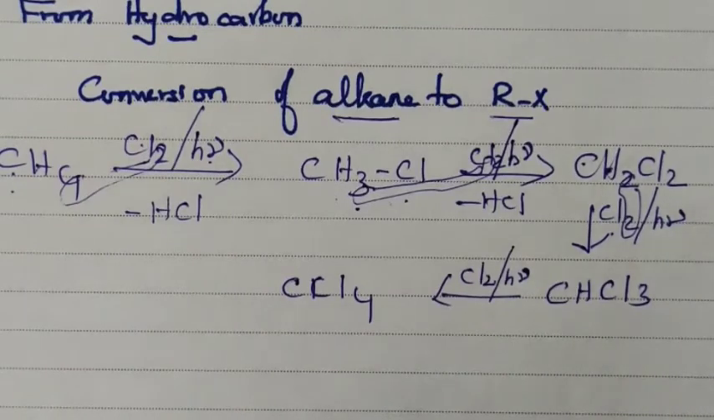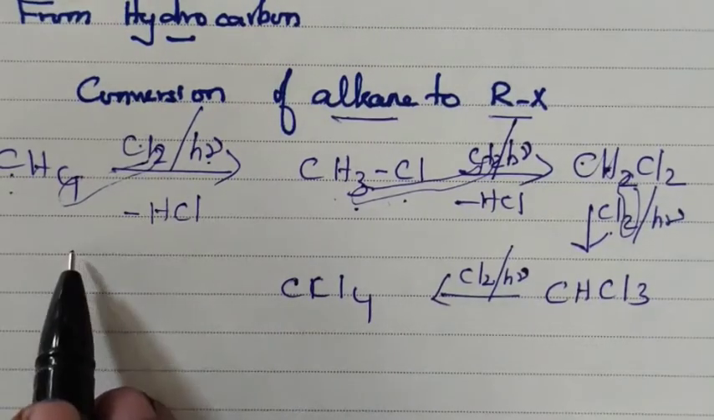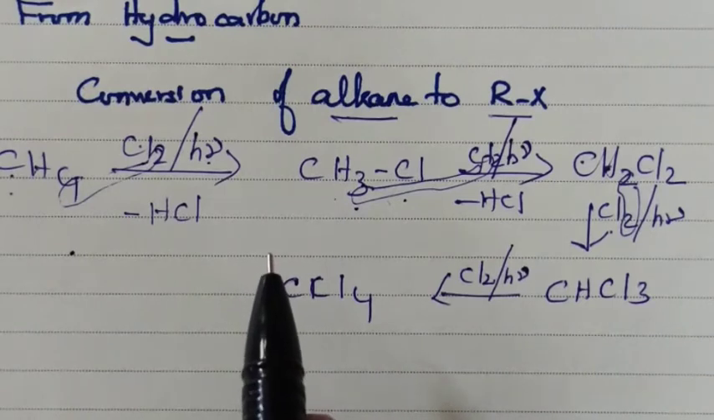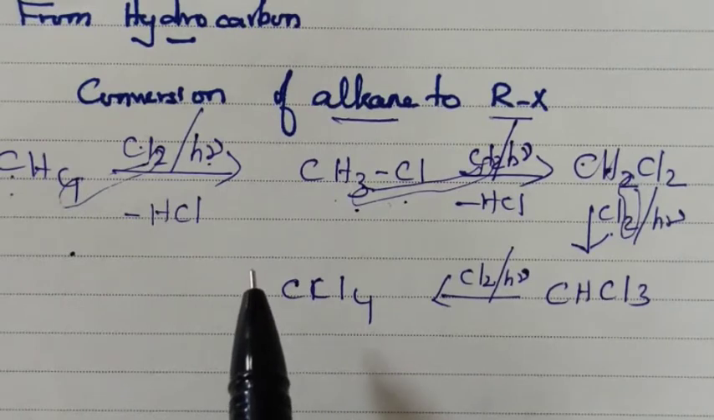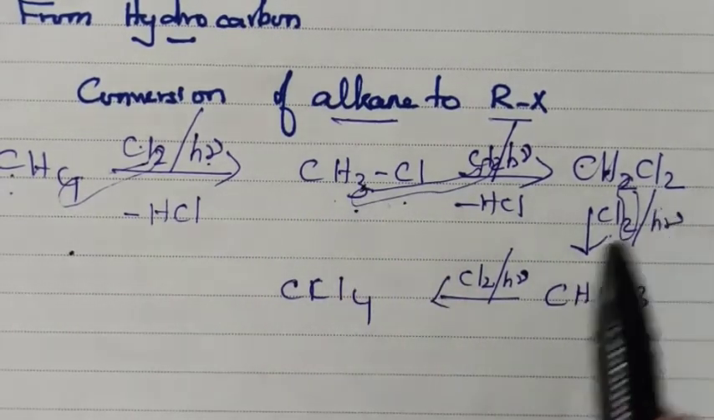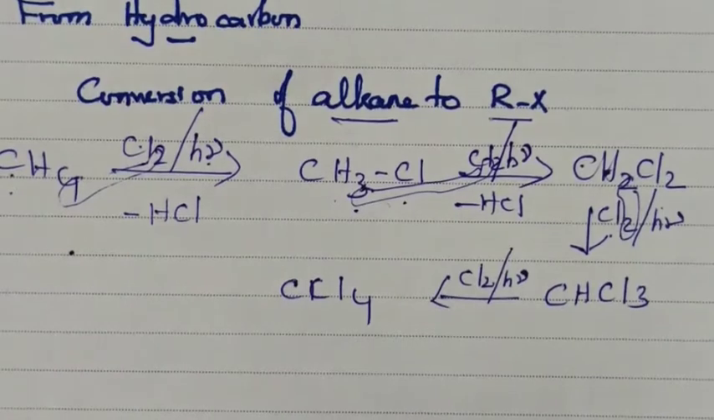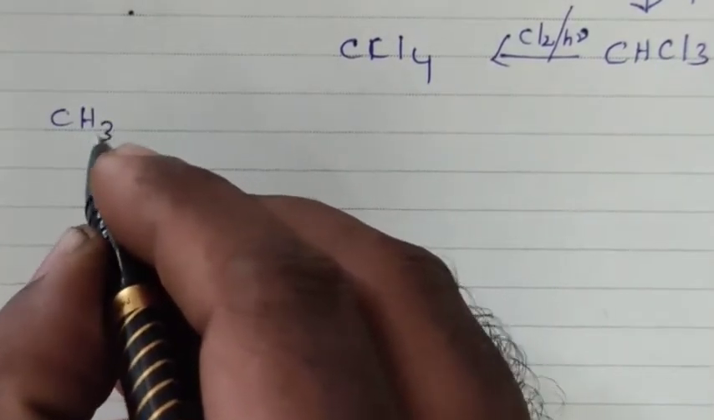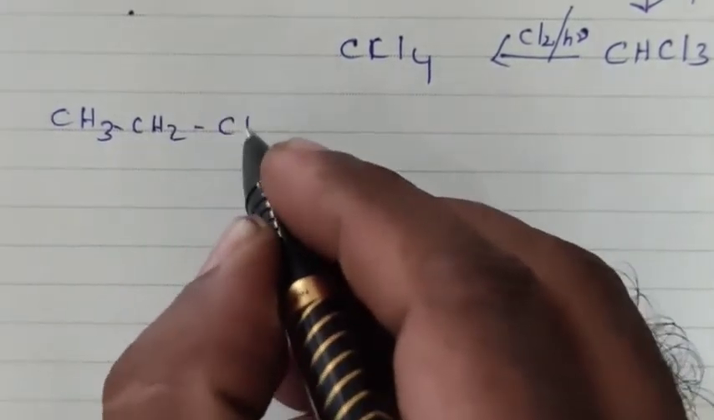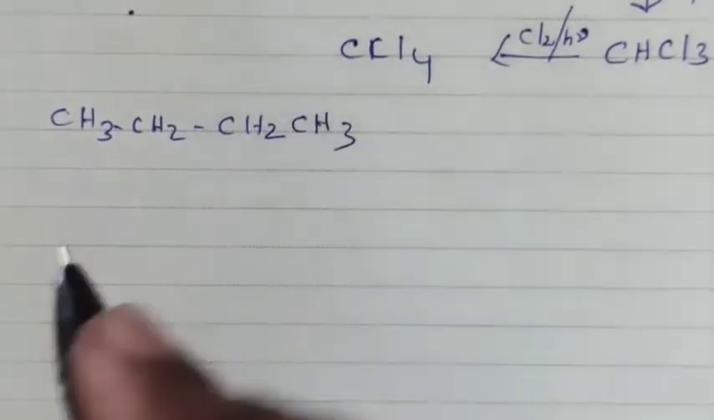Free radical halogenation. When hydrocarbons are treated with chlorine or bromine in the presence of light, we are getting mono and polysubstituted haloalkanes. Mono and polysubstituted haloalkane. Suppose we are taking higher alkanes, for example another alkane, CH3, CH2, CH2, CH3, butane.